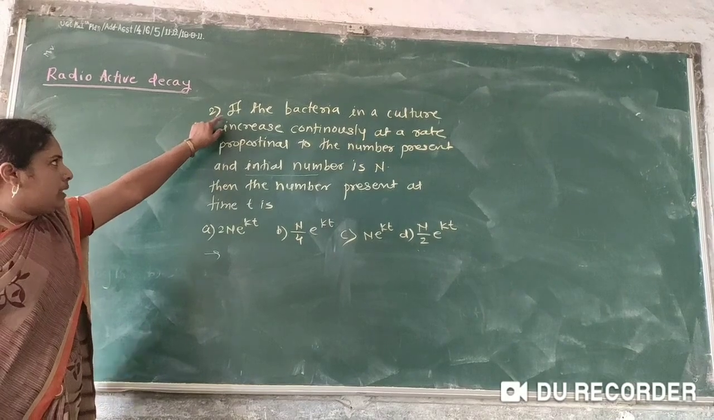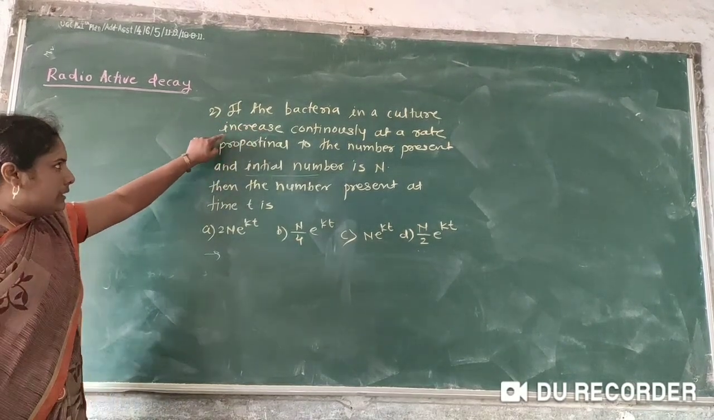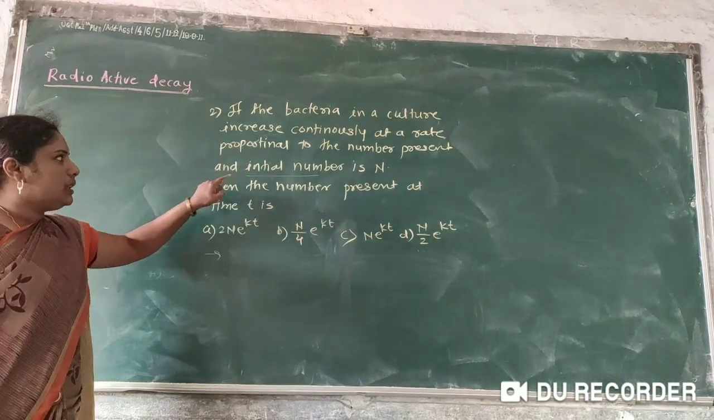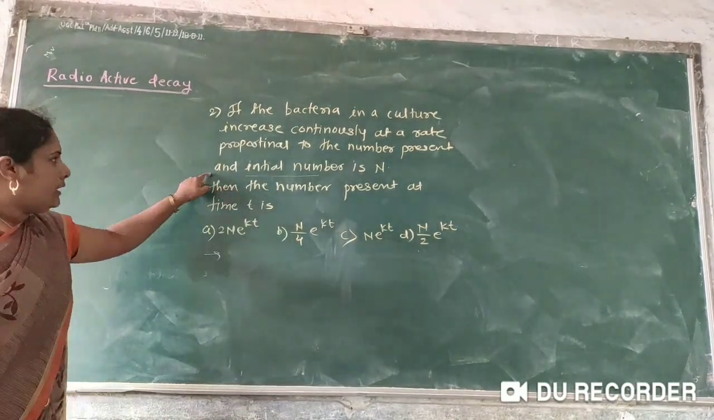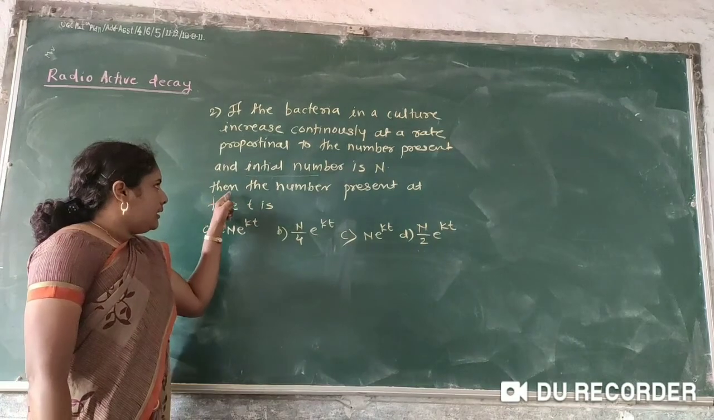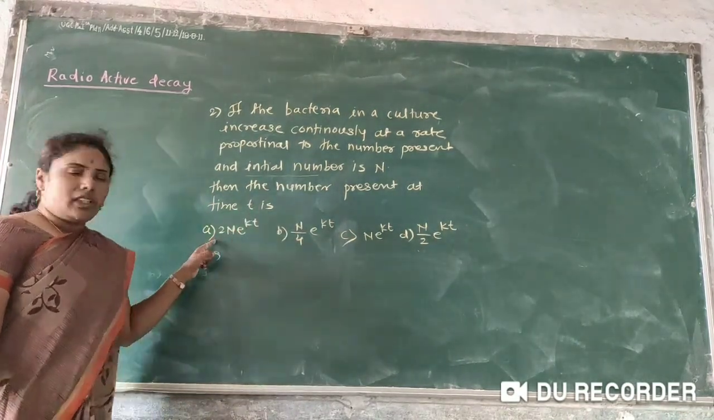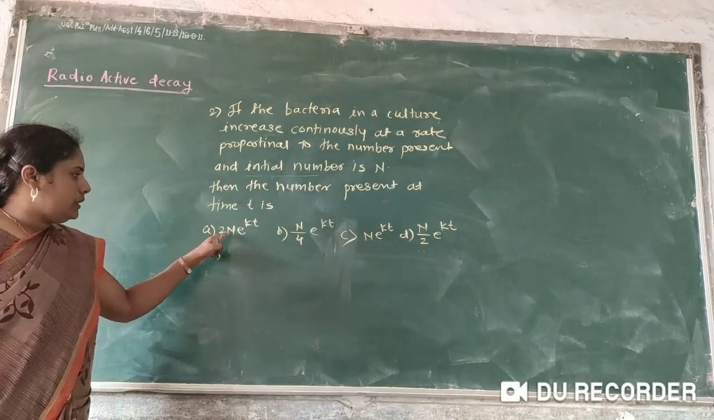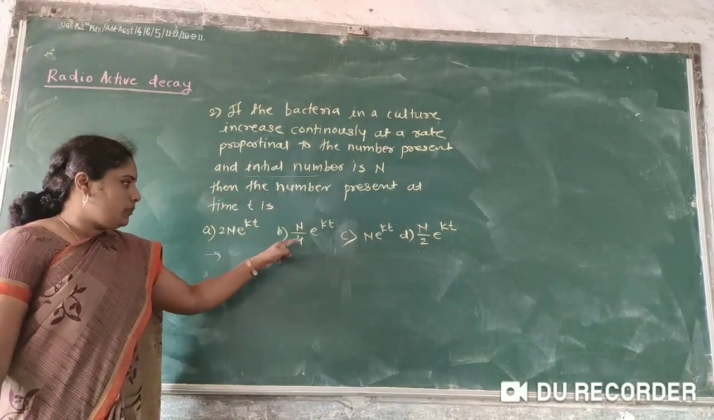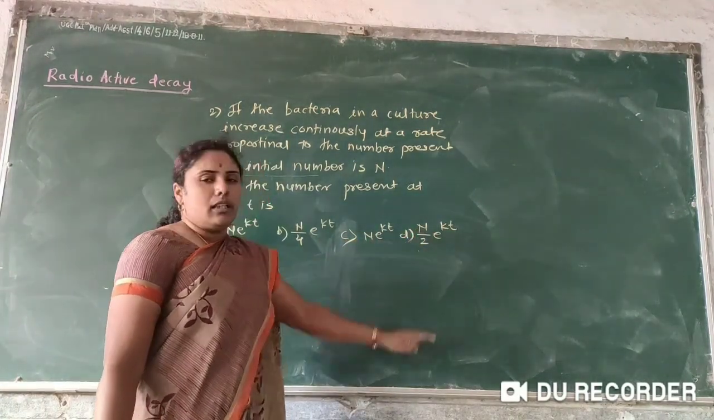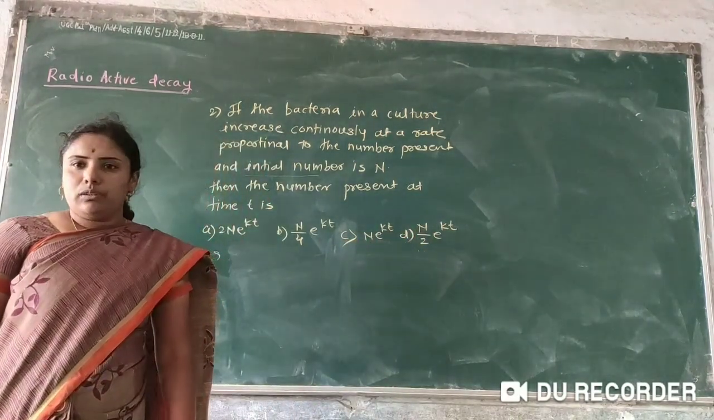second example one. If the bacteria in a culture increase continuously at a rate proportional to the number present, and initial number is n, then the number present at time t is, इथे चार options दिलेले आहेत. A is 2 into n e raised to kt, B is n upon 4 e raised to kt, C is n into e raised to kt, and D is n upon 4 e raised to kt.